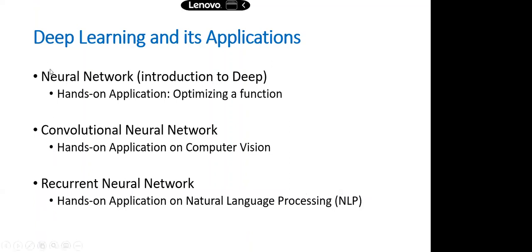So yesterday we covered mostly the neural network and the introduction to the term deep, with some hands-on application on optimizing a function. Today we will mostly cover the convolution neural network and we will build one hands-on application model on computer vision. And tomorrow we will mostly cover the recurrent neural network and one hands-on application on NLP, or natural language processing.